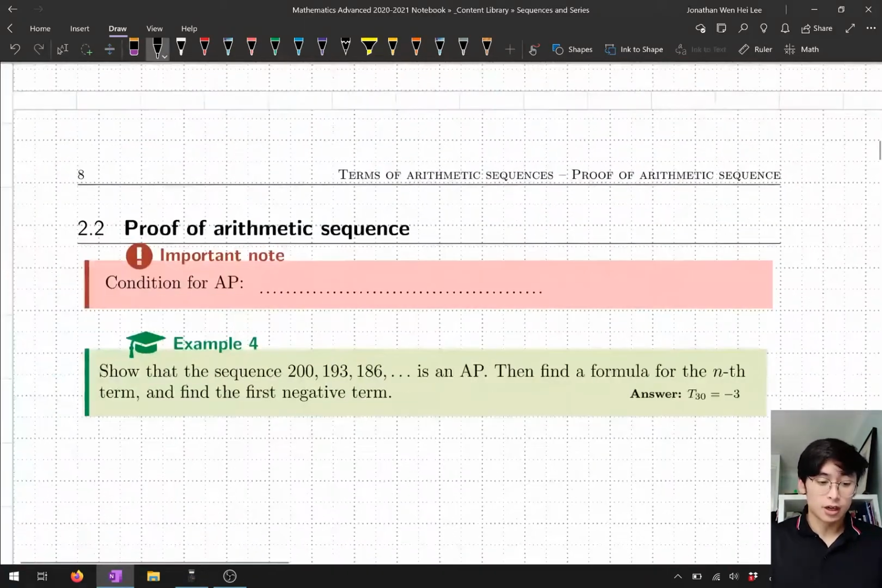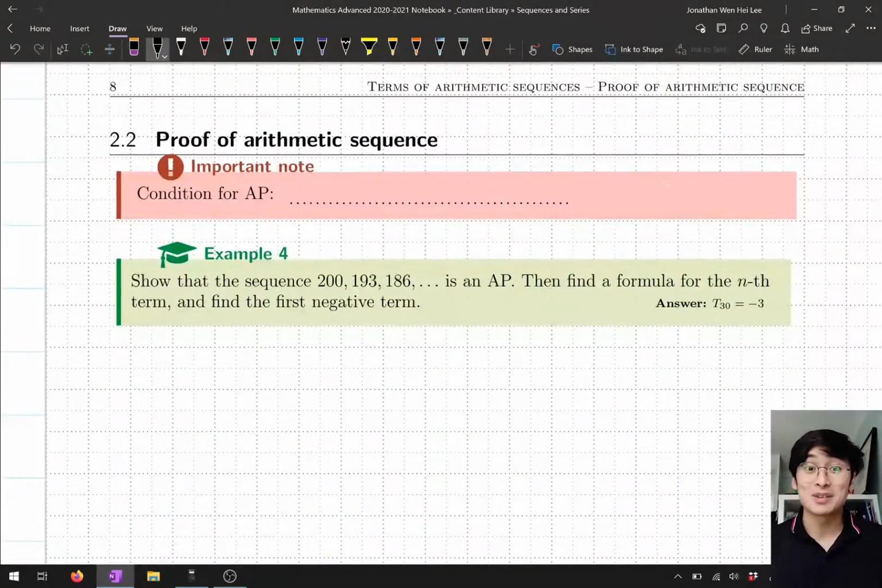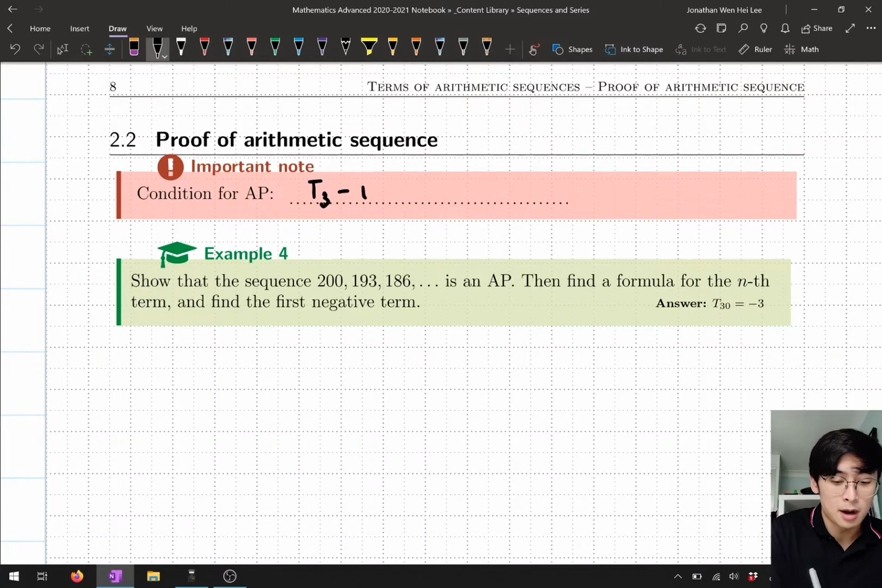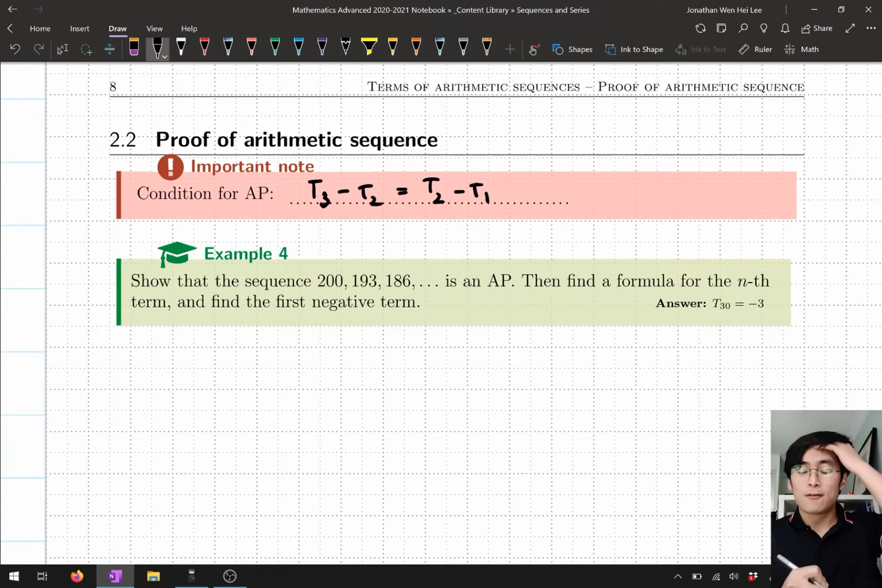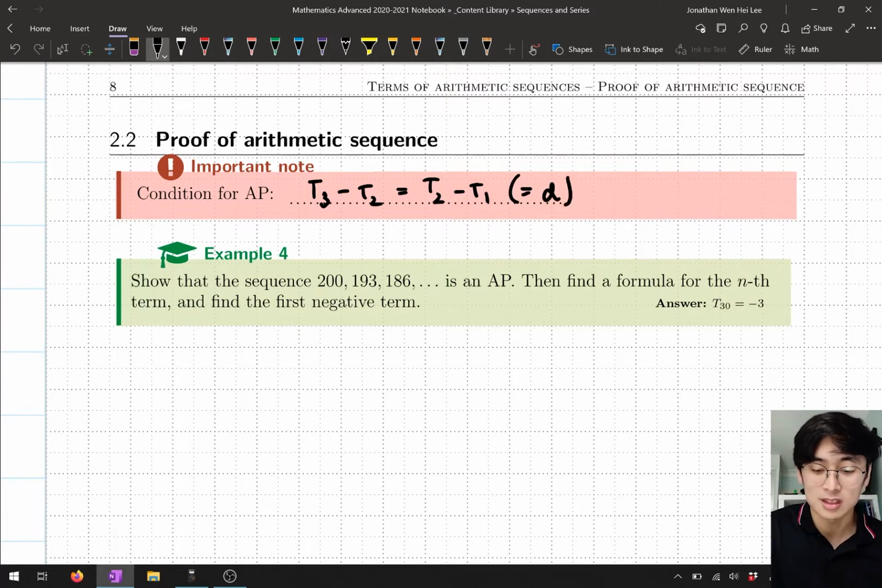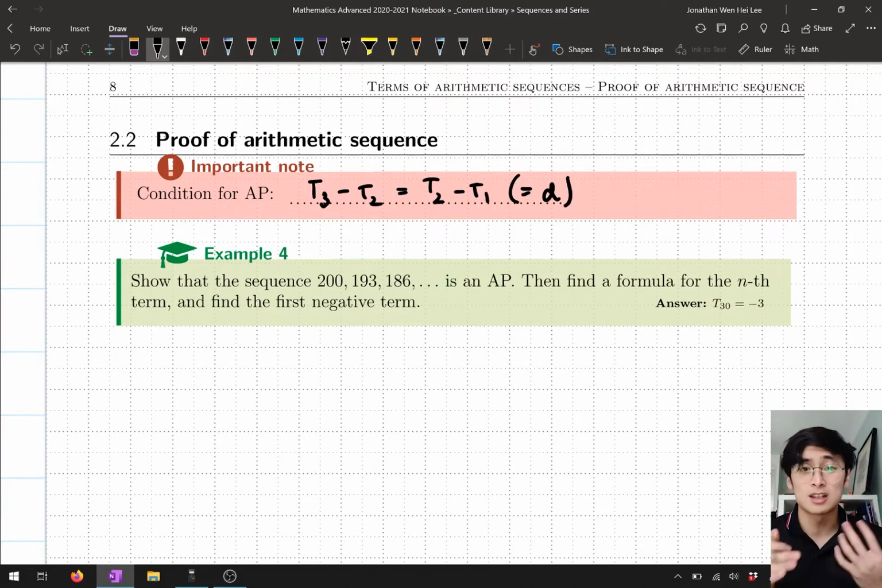Okay, so if we want to prove that a sequence is an arithmetic progression, the way that we do this is we take any two terms. If we want to prove that a sequence is an arithmetic progression, T3 minus T2 is equal to T2 minus T1. What we want to show is that for any term in our sequence, if we take two consecutive terms and subtract them, the common difference is always there. And so this value is just what D is equal to. This all just happens to equal D. Now here, notice I've written T3 minus T2 and T2 minus T1.